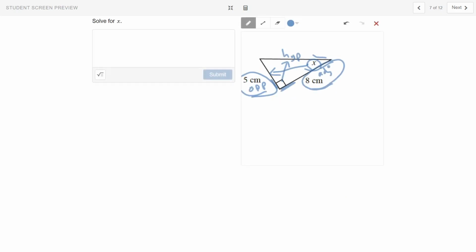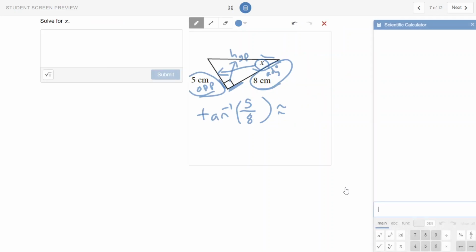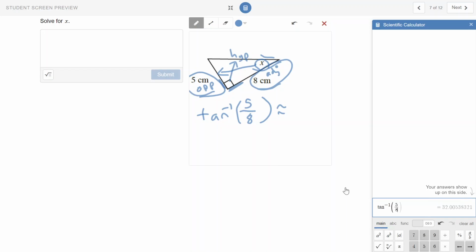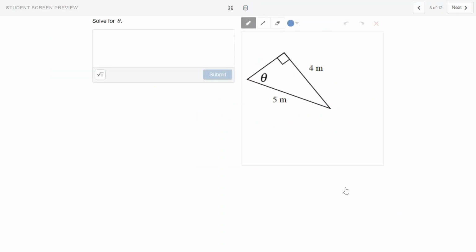So we're going to do tangent inverse of the fraction opposite 5 over adjacent 8. Put that in the calculator and see what we get. So we're going to go function to open up the function menu. That'll have the tangent inverse in it. And then back to the main menu to type our numbers, 5 divided by 8. And that comes in as about 32.0 degrees. There we go.